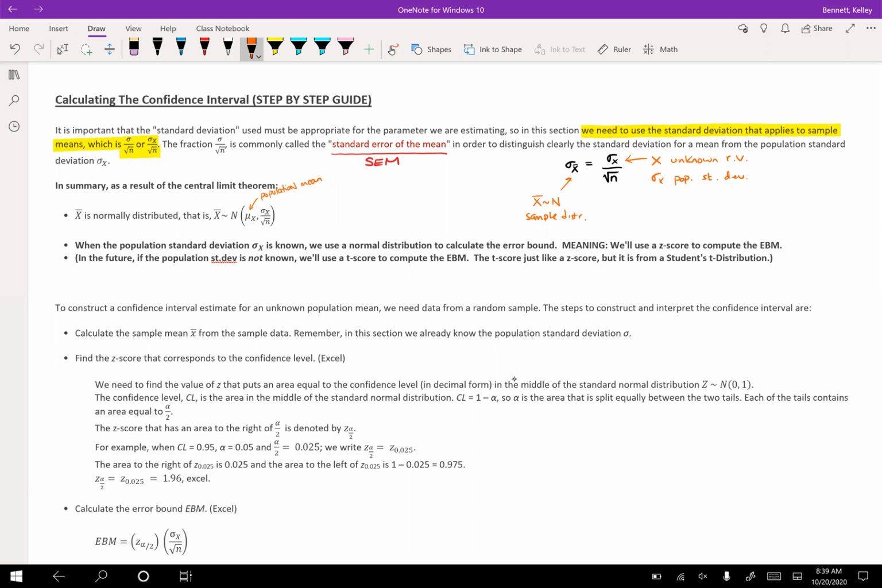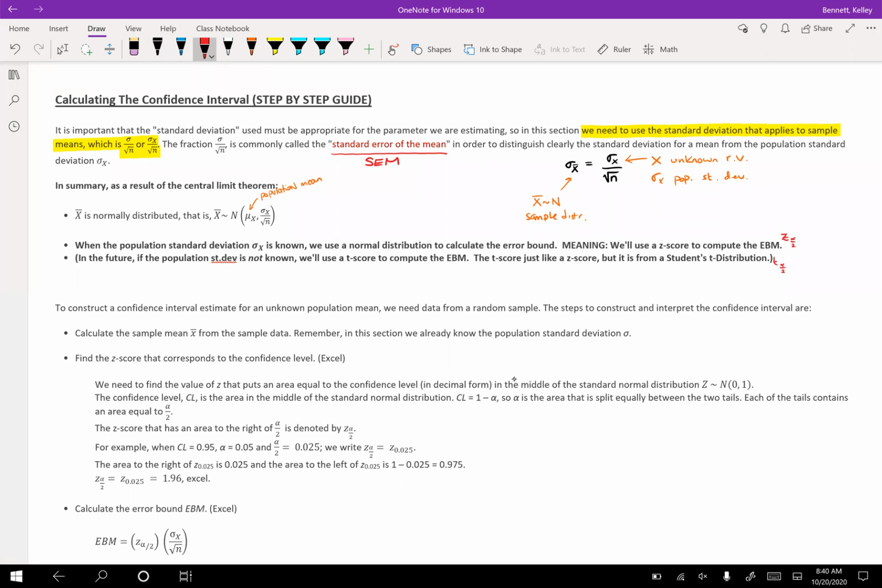Okay, so when the population standard deviation sigma sub X is known, we use a normal distribution to calculate the error bound, meaning that we're going to find a z-score to compute the error bound of the mean. And not surprisingly, that z-score is z sub alpha over 2. When we move on to 8.2, the main difference is going to be that we won't know the standard deviation from the population, and we're going to use a t-score to compute the error bound for the mean. And the t-score is just like a z-score, but it's from a student's t distribution, and that's going to be written t sub alpha over 2.